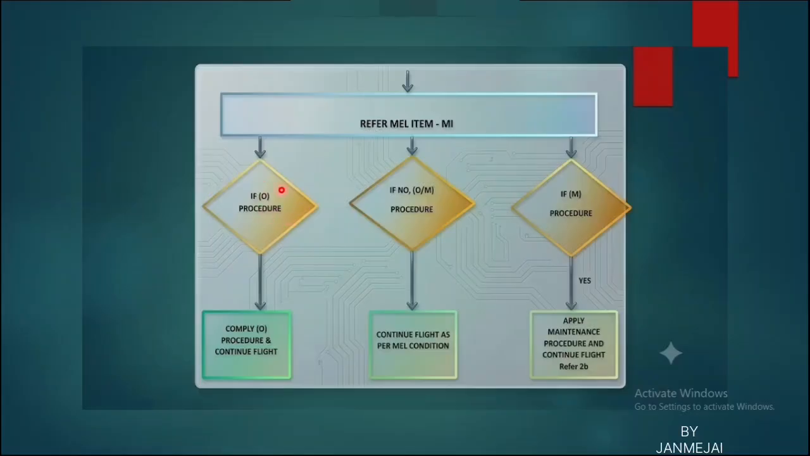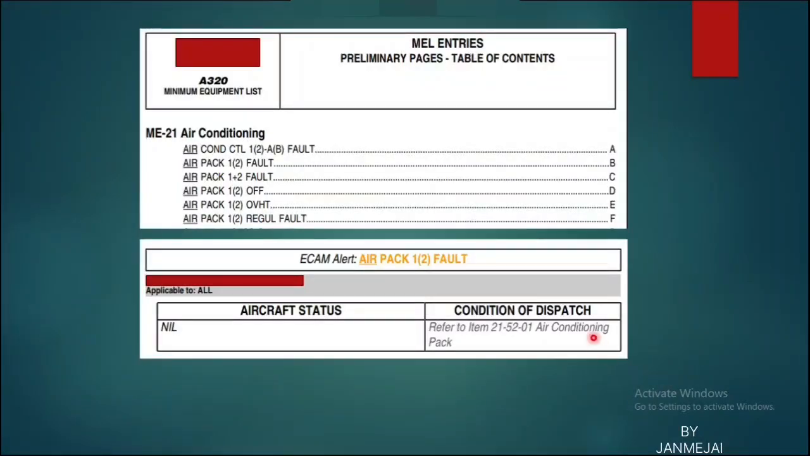MEL item: if there is an operational procedure, comply with the procedure and continue the flight. If there is no operational or maintenance procedure, continue the flight as per the MEL condition. So if this thing is not there, the captain has to accept this flight and continue for the next sector. And if there is a maintenance procedure, this is important, apply the maintenance procedure and continue the flight. So this is the situation about the maintenance item.